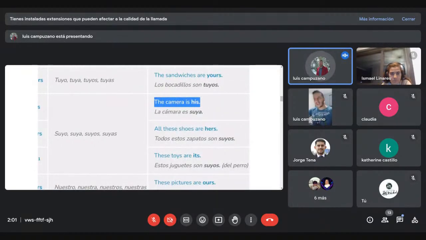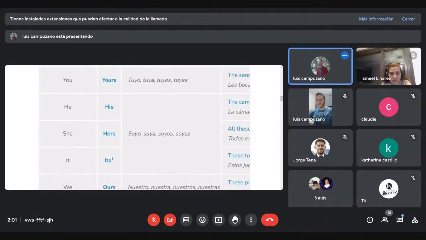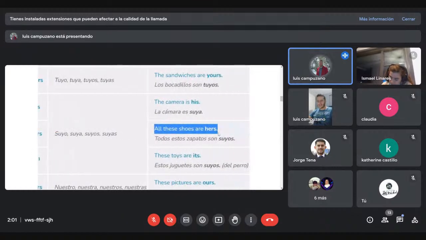For she, we use hers. All these shoes are hers.